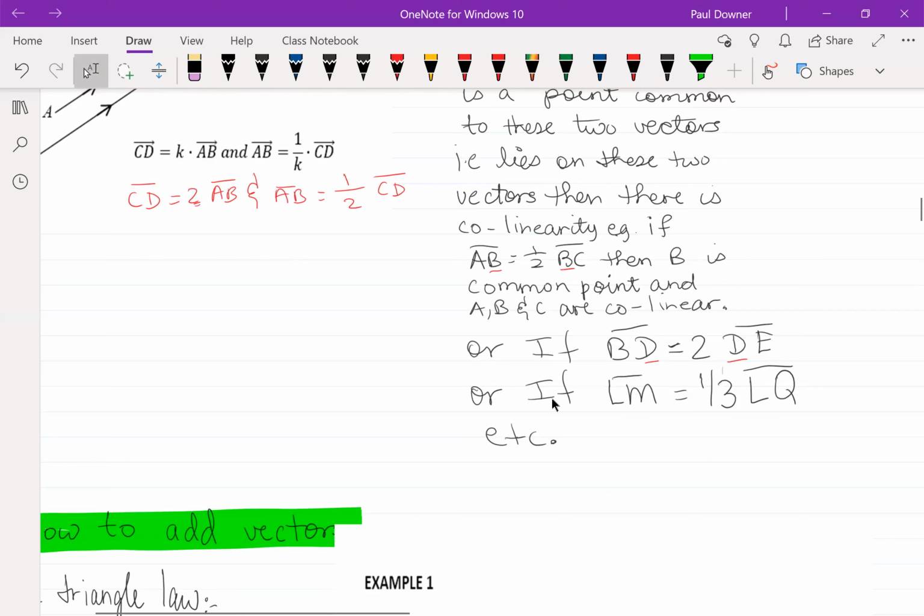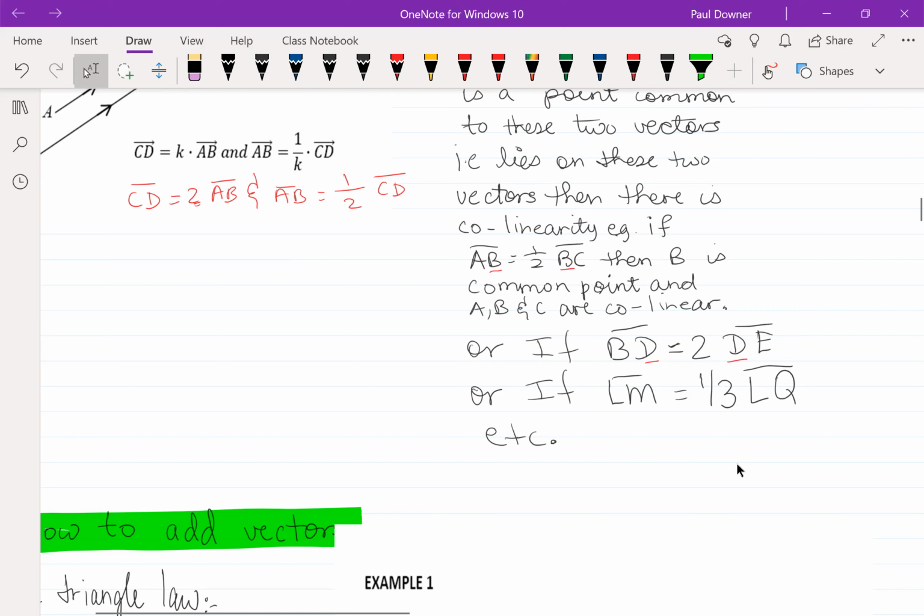Or another example, if we show that LM is a third of LQ, right? This doesn't have to be a whole number, it just has to be any number, right? So if LM is some number times LQ, some factor, then not only are these two vectors parallel, this relationship shows collinearity. That is, 3 points lie on the same line. What are the 3 points that would lie on the same line? L, M, and Q. Here, B, D, and E would lie on the same line. Here, L, M, and Q lie on the same line.